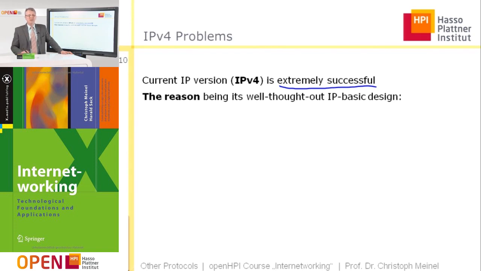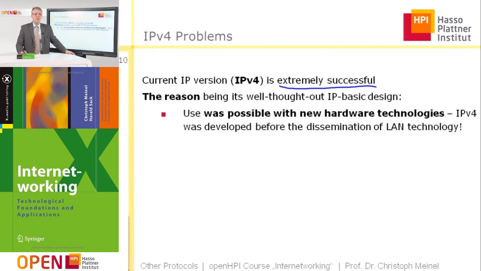Why was it so successful? When the IP version 4 protocol was designed, not even local area network technologies were involved. Meanwhile, we have computers, systems, routers, intermediate systems, which are magnitudes faster than at the time when the IP protocol was introduced. So the reason for this big success is that it is a well thought out basic IP design.